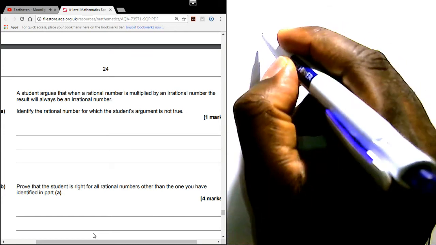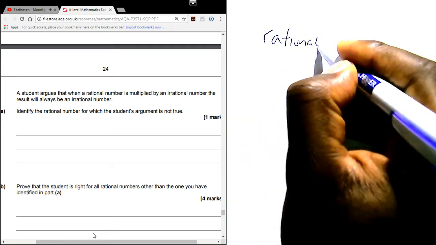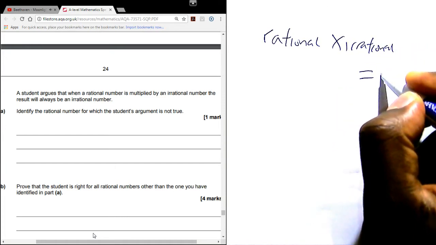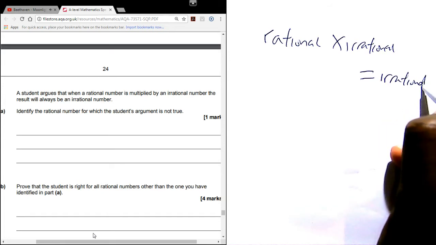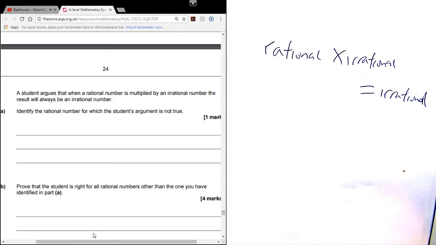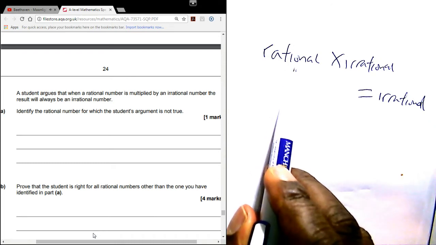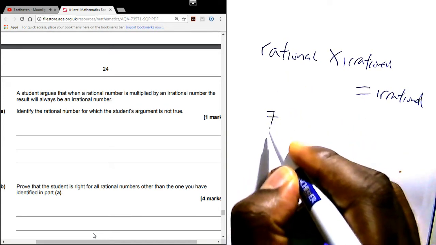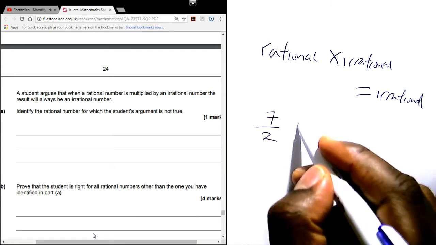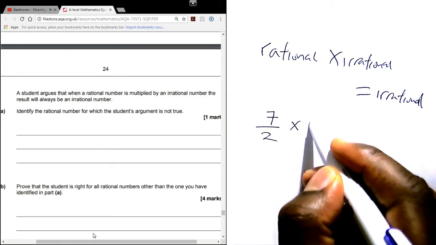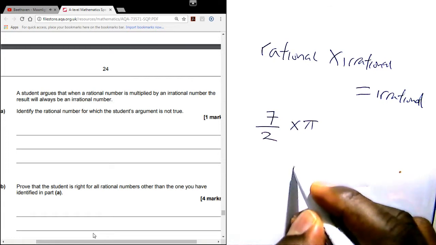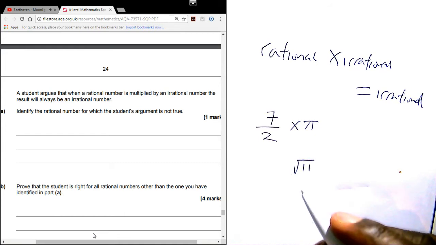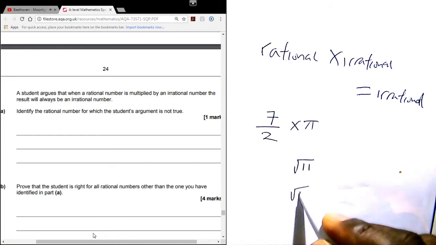Okay, so Jacob walks to me and says, rational times irrational would always be irrational. And I think he's being irrational here, because what if you tried... Okay, I'll give you an example of what he's trying to say. A rational number, for example, could be 7 or 7 over 2. An irrational number could be a number like pi, or a number like root 11, something that doesn't ever have a real definite number, or root 5, for example.